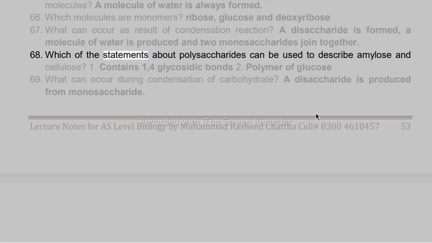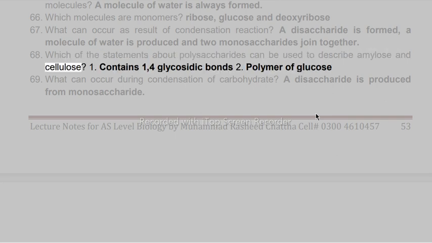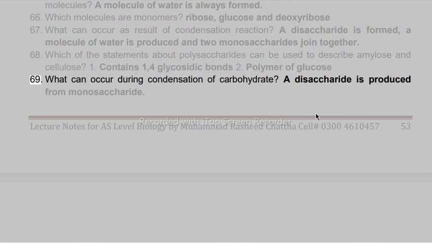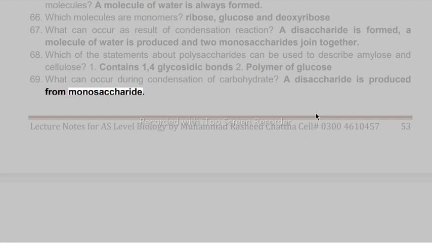68. Which of the statements about polysaccharides can be used to describe amylose and cellulose? 1. Contains 1,4 glycosidic bonds. 2. Polymer of glucose. 69. What can occur during condensation of carbohydrate? A disaccharide is produced from monosaccharide.